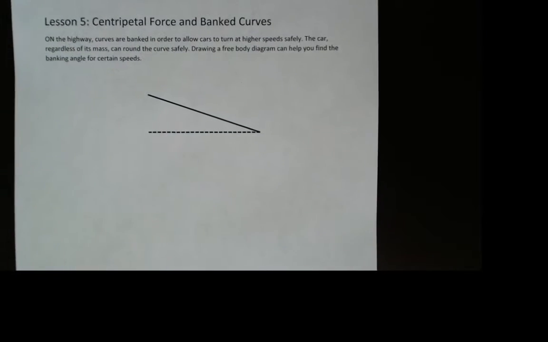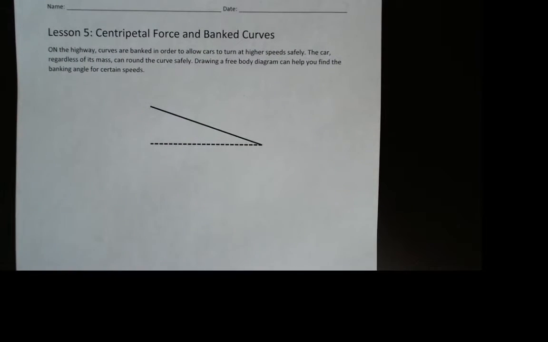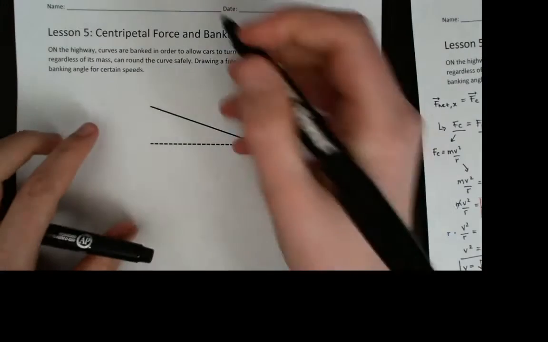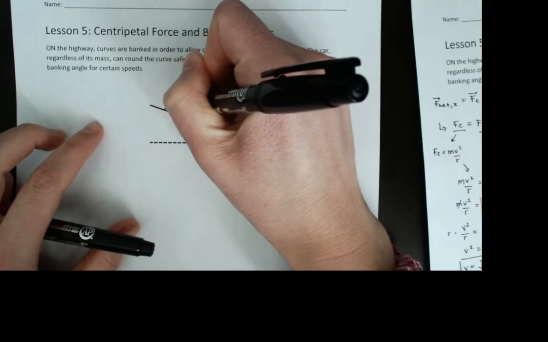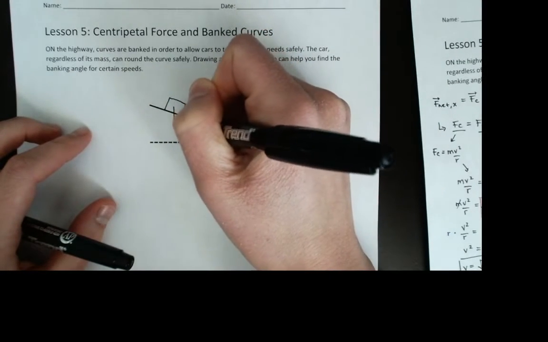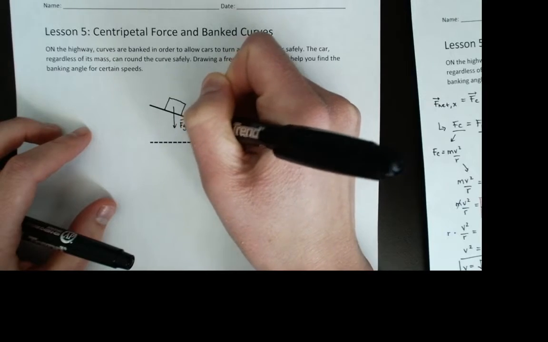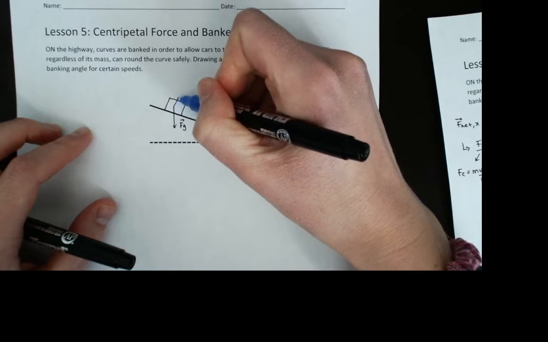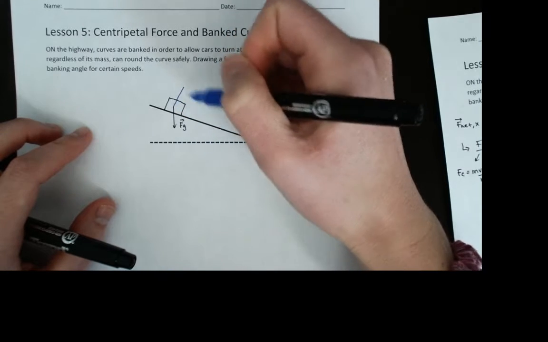Now, for the notes. Highways have banked curves to allow cars to turn at higher speeds safely without requiring too much friction. So the car, even if it's a big car or a small car, can round the curve safely. Let's draw a free body diagram. There is my car, it's traveling into the page. We've got Fg pointing downwards, and then we have the normal force that will be pointing perpendicular to the surface.